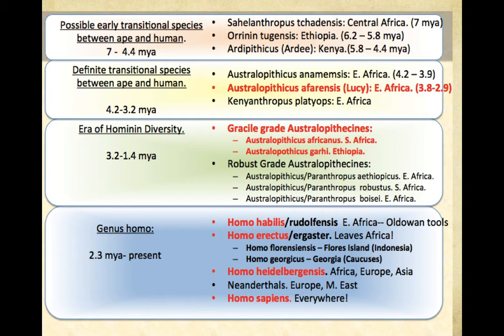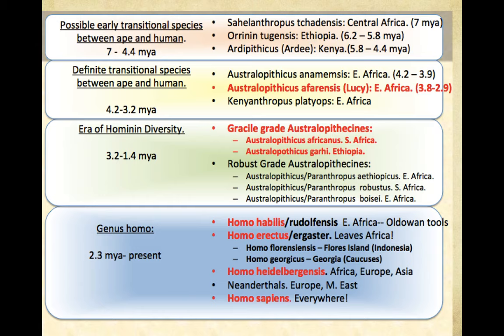The next grouping is called definite transition species between ape and human, and that's because these ones have definitely been confirmed as really being part of our lineage, and you can see that's about 4.2 to 3.2 million years ago. And it includes Australopithecus anamensis, Australopithecus afarensis, who's more commonly known as Lucy, and Kenyanthropus platyops.